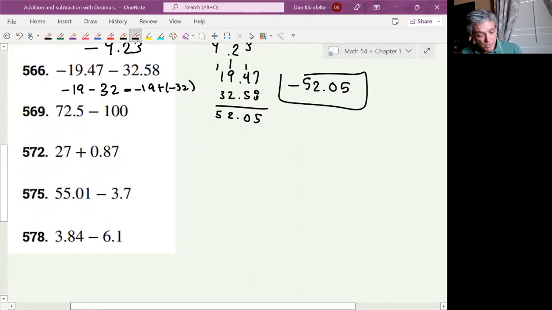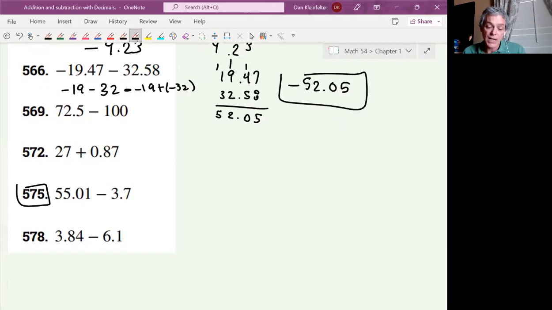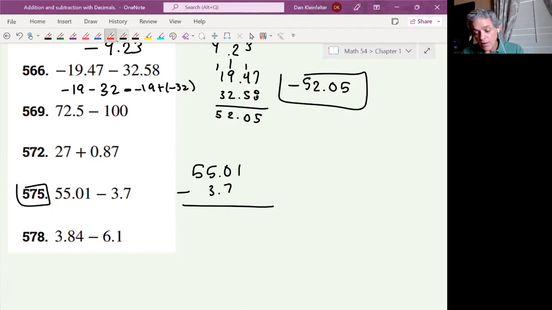Let's do 575. This one, 575, is interesting because the first number has 2 digits behind the decimal and the second one has only 1. So once again, we have to be careful to align our numbers at the decimal point. We have 55.01 minus 3.7. So if you like, you can add in a 0 after the last non-zero digit after the decimal point, and that may help you keep things aligned. So now I've got 55.01 minus 3.70.